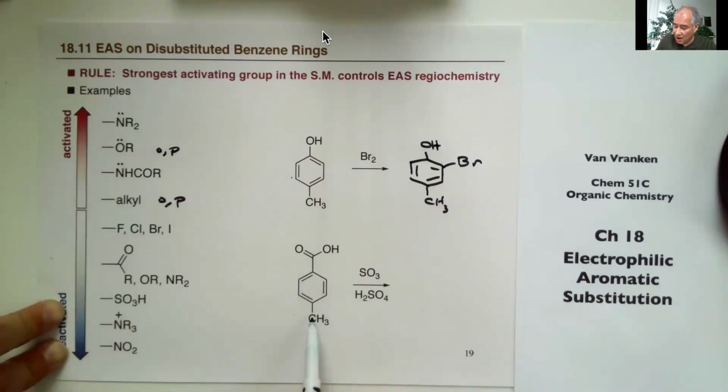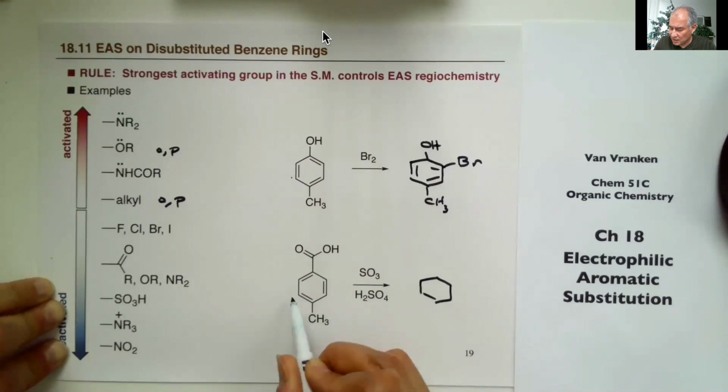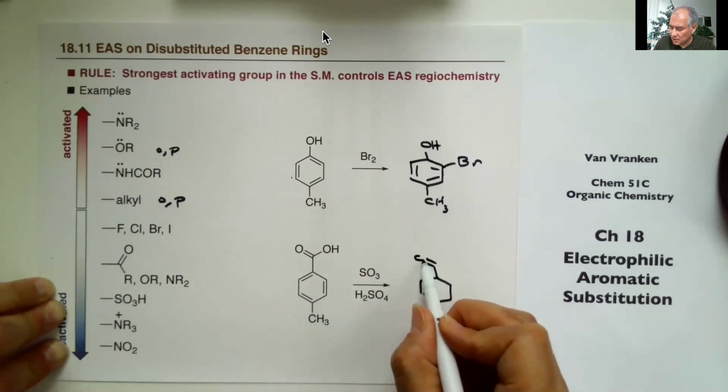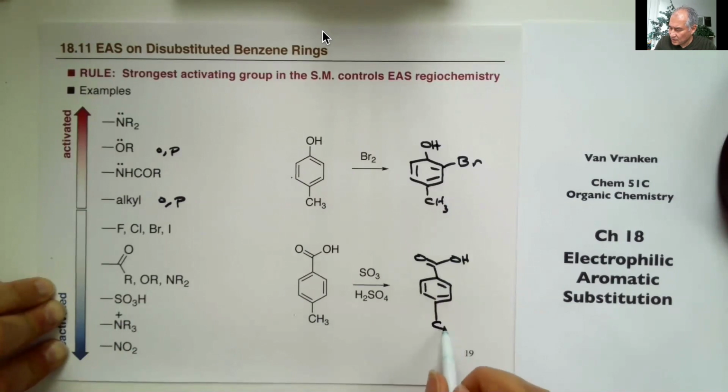So here, the alkyl group, the methyl group is the stronger activator, and so the sulfonic acid is going to be directed ortho-para by alkyl because it's the strongest activator. And these two positions next to the methyl group, ortho to the methyl group, are indistinguishable, so it doesn't matter whether I put it on the right-hand side or the left-hand side. So let me go ahead and put, just because I have room, I'll put the sulfonic acid over here.